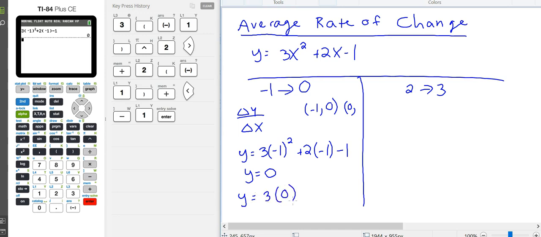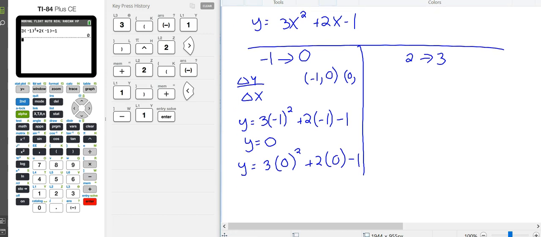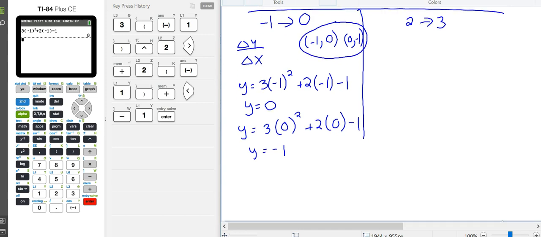3 times 0 squared plus 2 times 0 minus 1. And this is easy to just do in your head because 0 squared is just 0, 3 times 0 is 0, 2 times 0 is just 0, so we're left with y is equal to -1. So here are our 2 points, -1, 0, and 0, -1. Now we're going to do delta y over delta x using these 2 points.